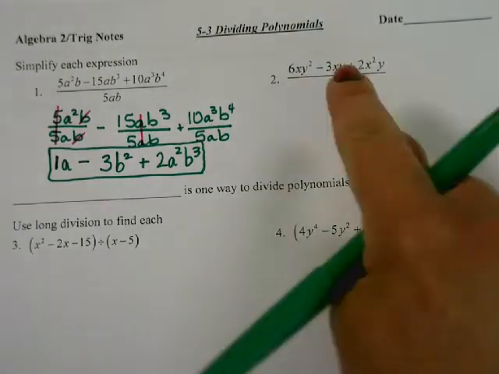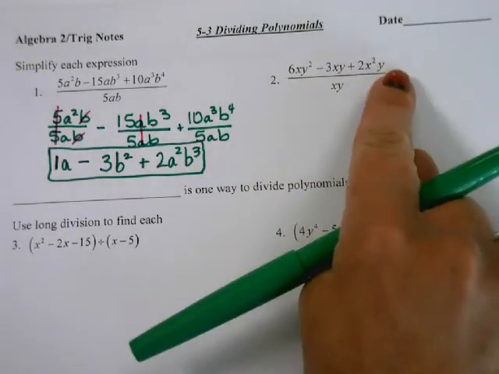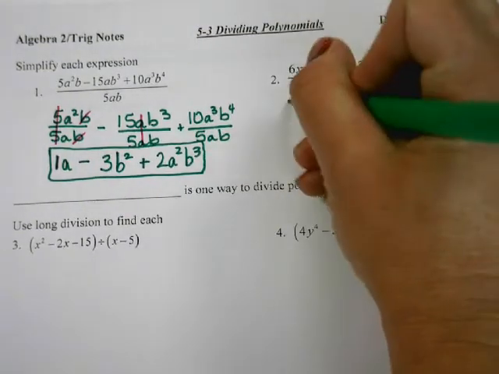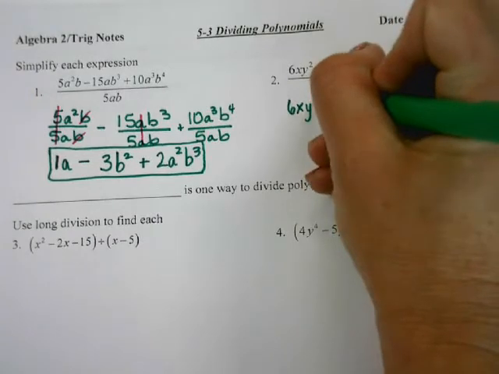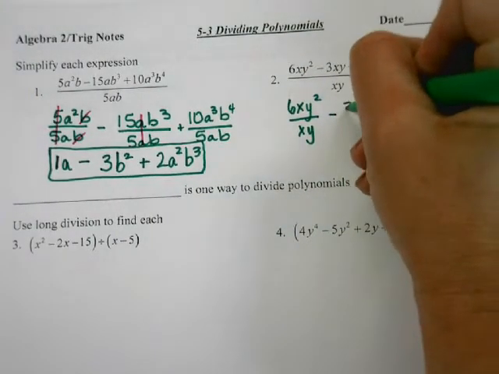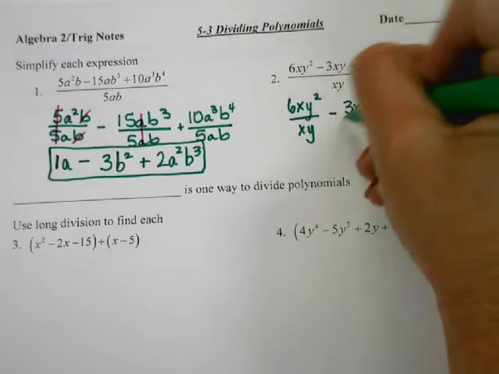Okay, let's do another one. So I'm going to divide each one by xy. So I have 6xy squared divided by xy. Minus 3xy divided by xy.